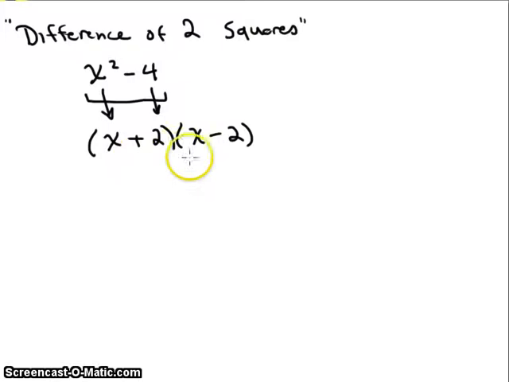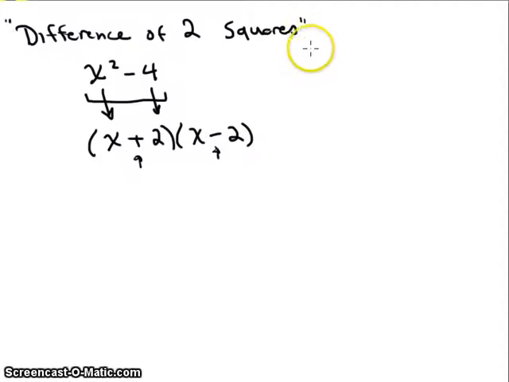We're going to have the sum and the difference of the square roots of our two terms. In other words, take a look at the two terms that are making up your difference of two squares and take their square roots. If we square root x squared, we get x. If we square root 4, we get 2. And then write the sum and the difference of those.